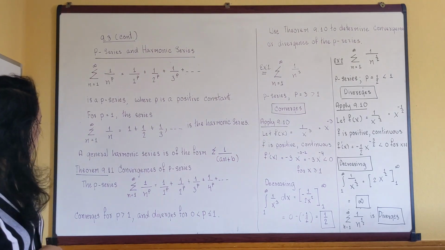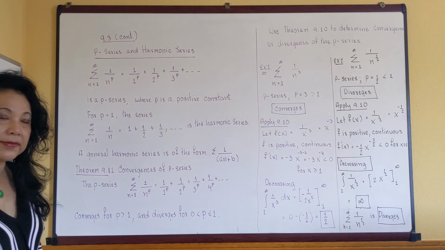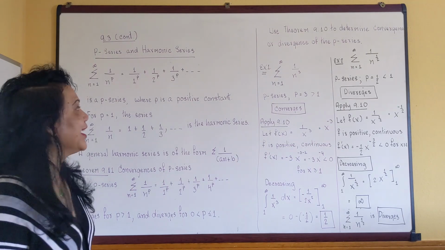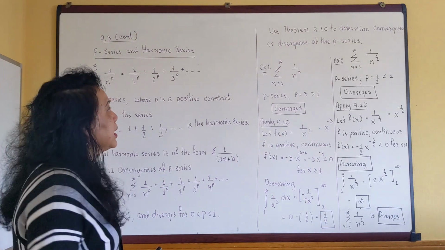Let's go to the next theorem, 9.11, convergence of P series. We know what the P series looks like. Now you concentrate on the P. If P is greater than 1, it converges. If P is greater than 0 and less than or equal to 1, it diverges. Let's look at some examples.